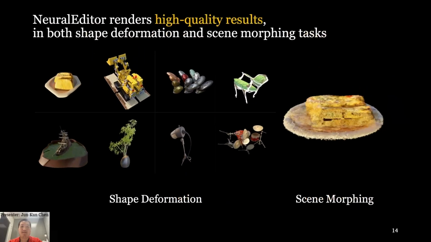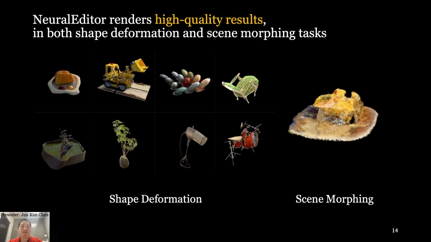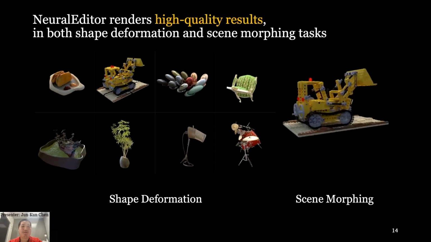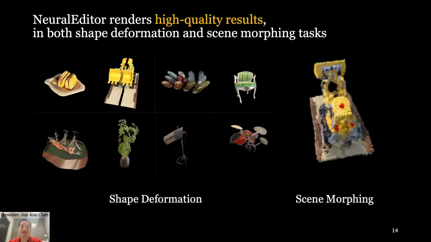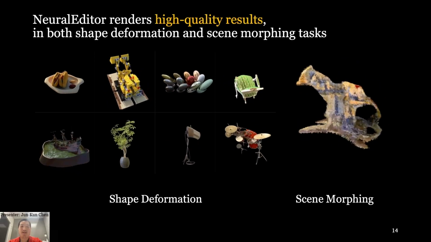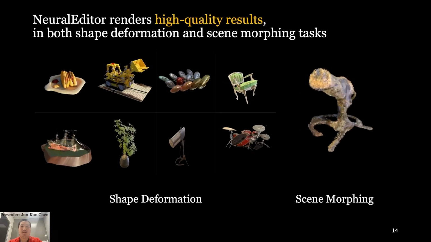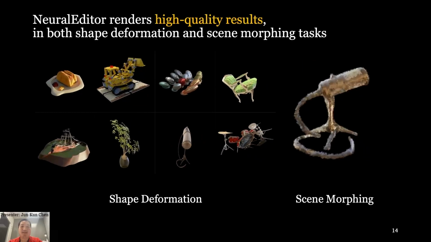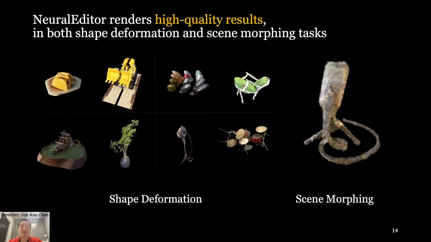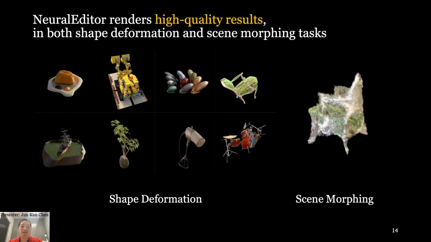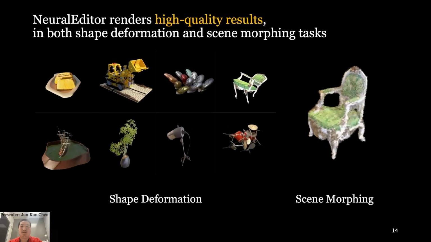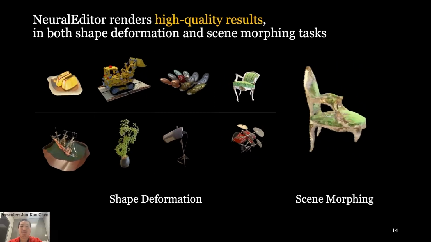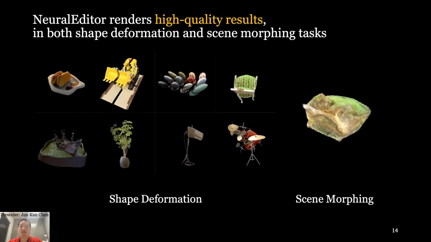In our experiments, our NeuralEditor renders high-quality results in both the shape deformation task, as shown on the left, and the scene morphing task, as shown on the right. On the left, we can see that we support non-continuous shape editing, like in the Lego scene. And on the right is a recurrent scene morphing from hot dog to Lego to Mic and now to chair, and last back to hot dog.